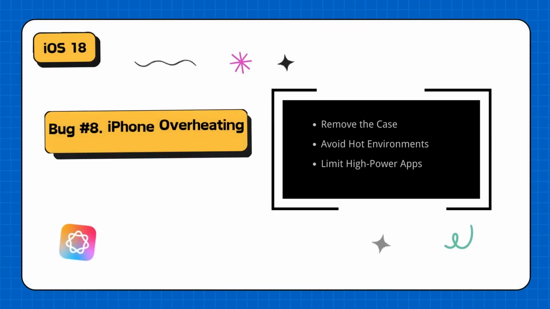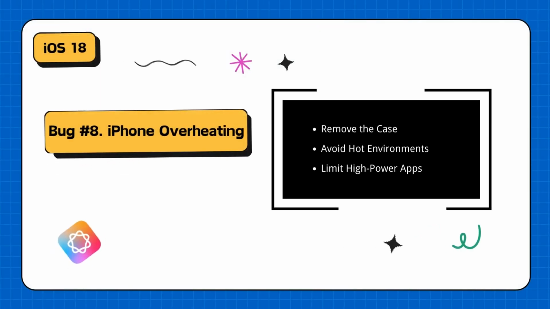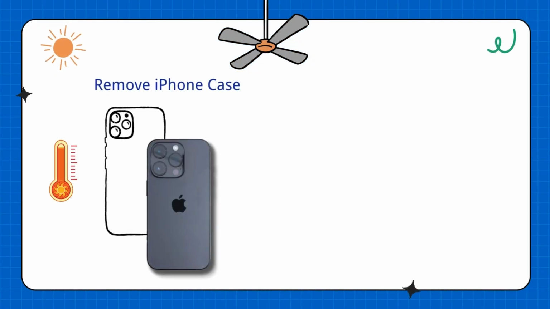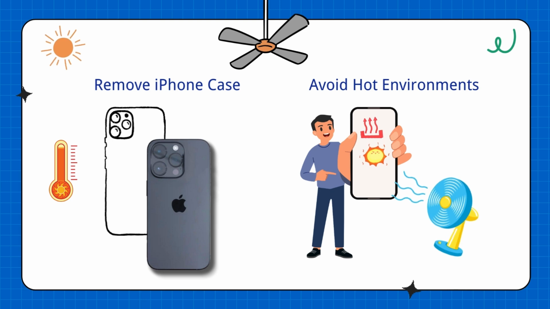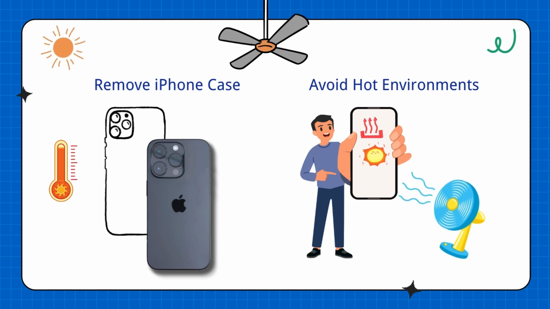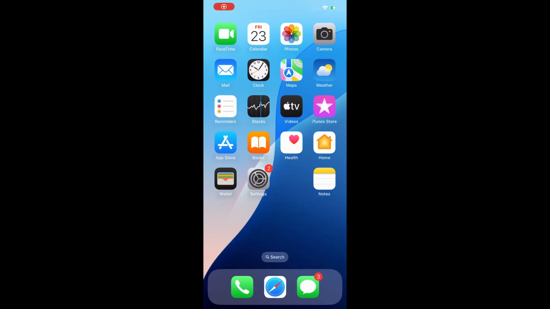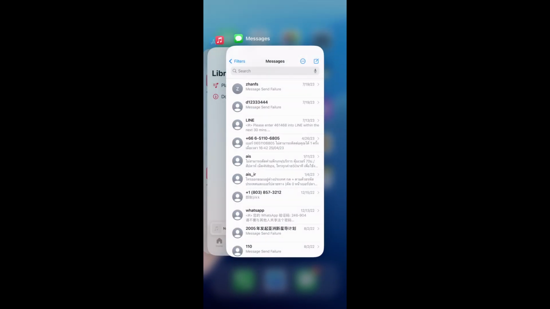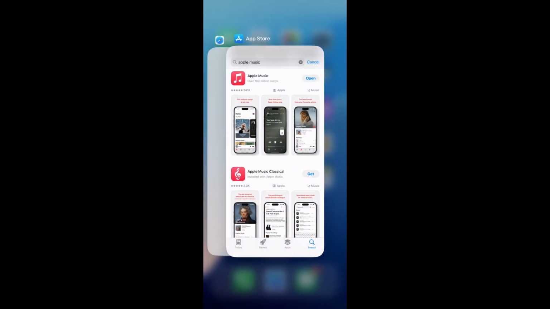Bug number 8, iPhone overheating. If your iPhone is overheating, fix 1. Remove the case to allow better heat dissipation. Fix 2. Avoid hot environments by keeping your iPhone in cooler surroundings. Fix 3. Limit high power apps usage by closing them when not needed and disabling background app refresh under Settings by selecting General and then Background App Refresh.